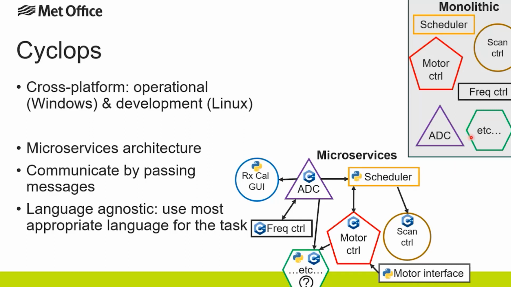If I draw your attention to the top right, this is an example of a monolithic application. This is where you have one large application that does several different tasks and everything's very tightly coupled and difficult to separate. In contrast, what we've done with Cyclops is use a microservices architecture. This means that we separate one larger application down into independent services, each with their own tasks and responsibilities, and then they communicate with each other by passing messages.